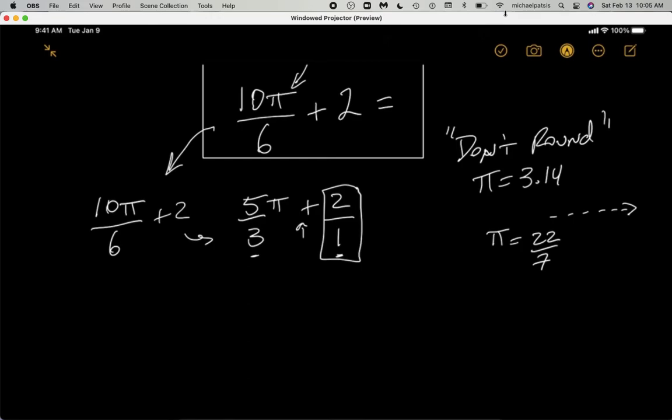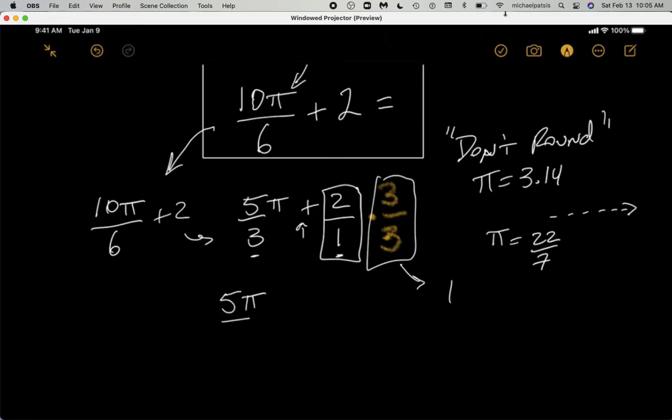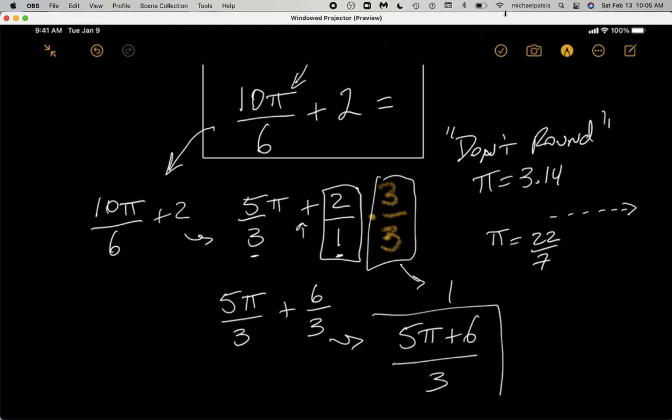How do we do that? In my opinion, the best way to do that is to multiply this by 3 over 3. Why is that legal, what I just did? Because 3 over 3 is just 1. So I came along and I multiplied this by 1 in a different form, namely 3 over 3. It's completely legal. So that gets us 5 over 3 pi plus 6 over 3, or 5 pi plus 6 over 3. Okay, so that's a simplified version that includes pi.